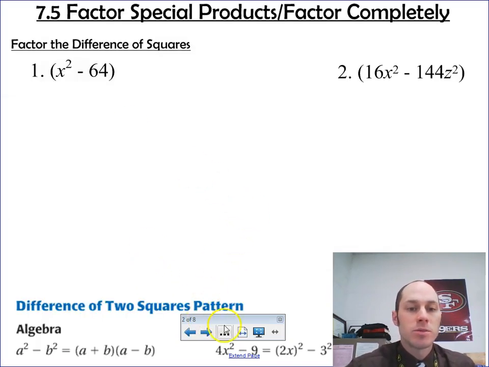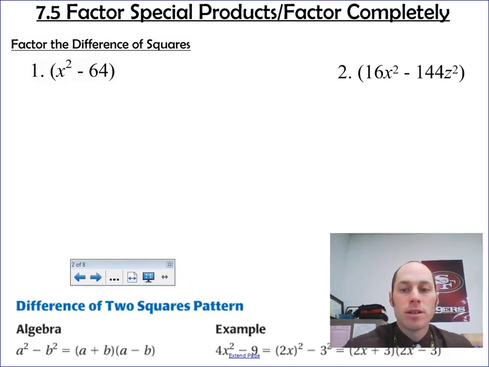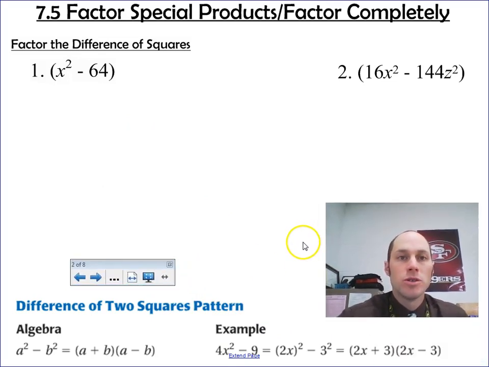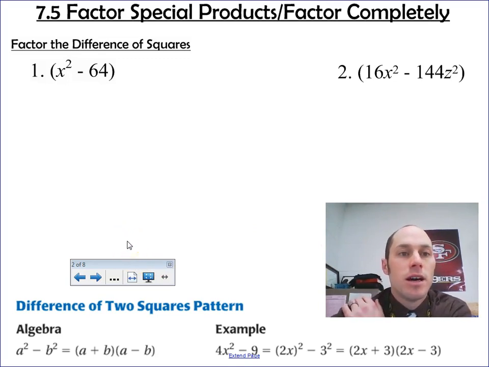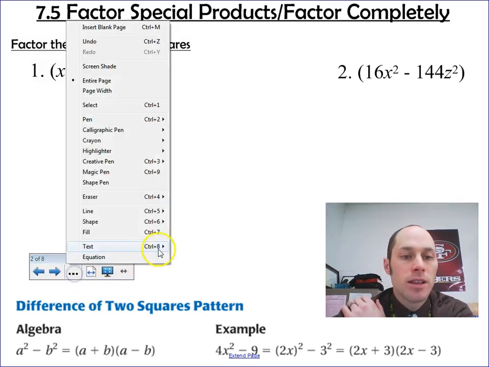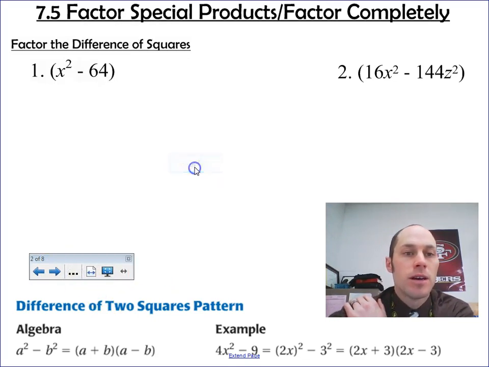So let's take a look at some special patterns and then we'll move on to how to factor a polynomial completely. Some of these special products are things that we looked at when we were multiplying. We found the difference of two squares, and this can be solved anyway. So let's say that we have x squared minus 64. We want to break that down.